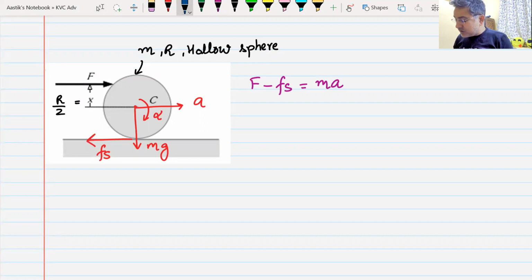What is the equation of torque? This is trying to rotate it like this. This is trying to rotate it like this. Both are adding up.